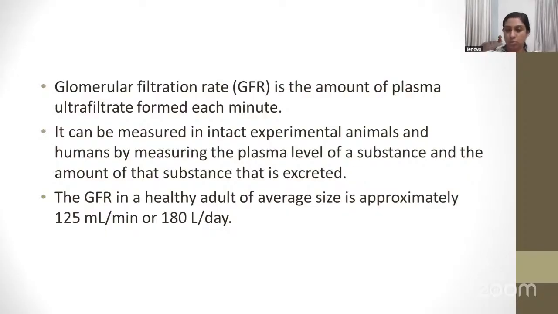And the glomerular filtration rate means that all the nephrons in both kidneys are functioning and they are filtering and making a filtrate. All the nephrons in both kidneys which are filtering in 1 minute, that whole thing is called the glomerular filtration rate. It can be measured indirectly in experimental animals and also in humans by measuring the plasma level of the substance and the amount of substance that is excreted.